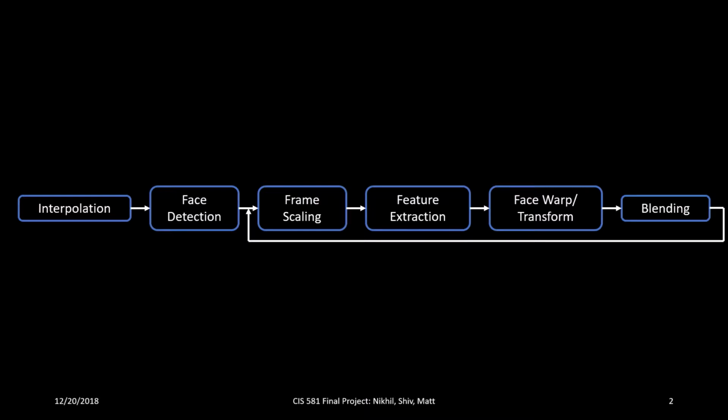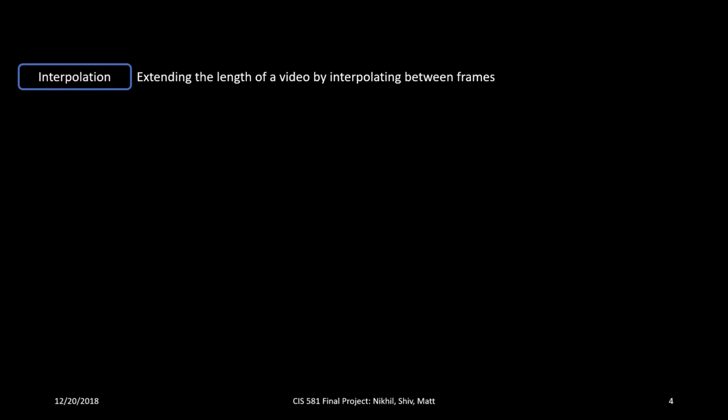So let's go through each one of these steps in more detail, starting with interpolation. Interpolation is a step that's not always necessary. The target video is assumed to be of desired length. So if necessary, we extend the length of the source to match the target.